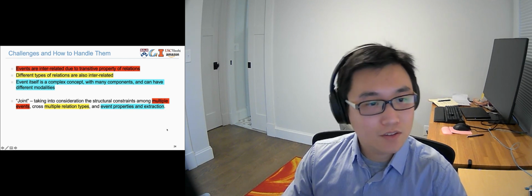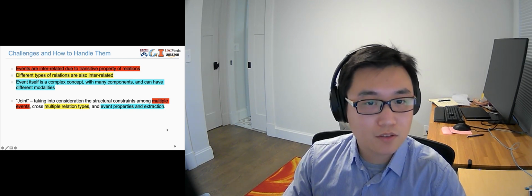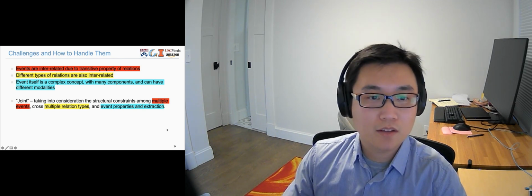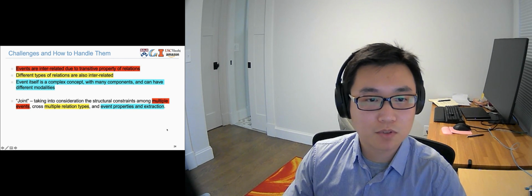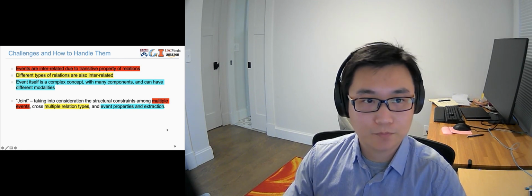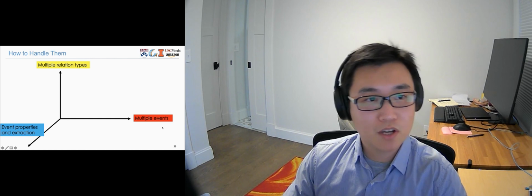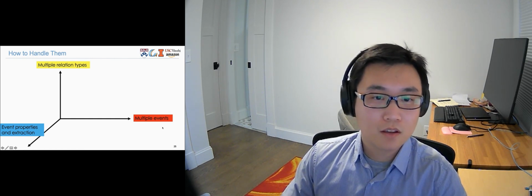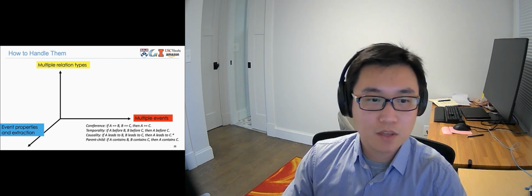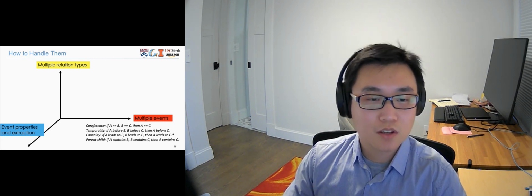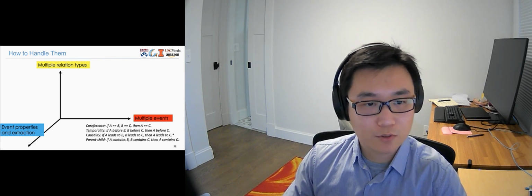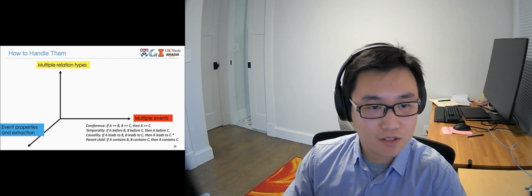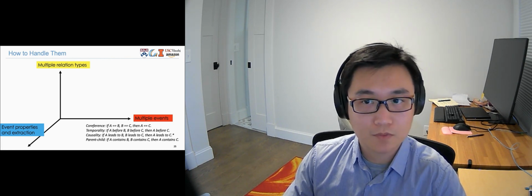That is, taking into consideration the structural constraints among multiple events, across multiple relation types, and taking into consideration the event properties and event extraction. So these are the three dimensions that existing works are moving forward along with. To consider multiple events, people are considering the transitive properties in all types of relations, which we just described before in coreference, temporality, causality, and parent-child.